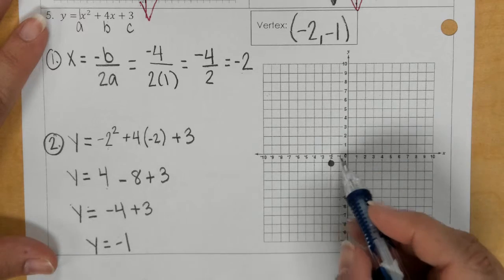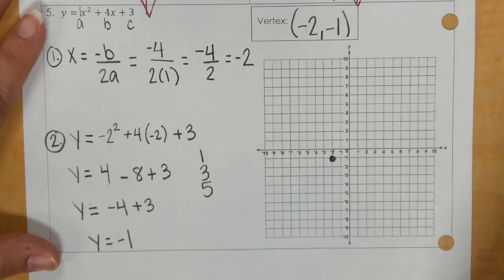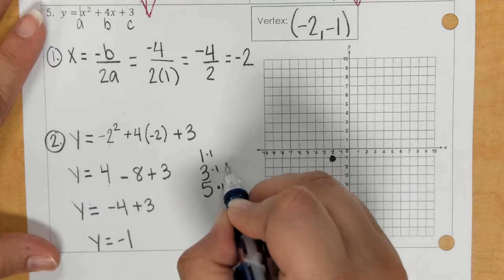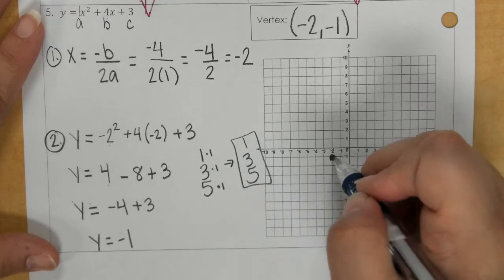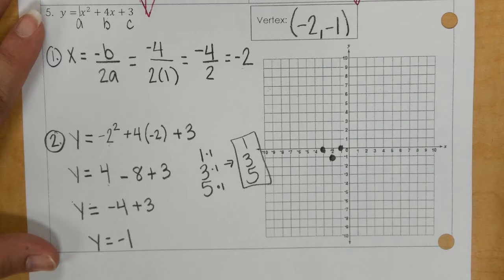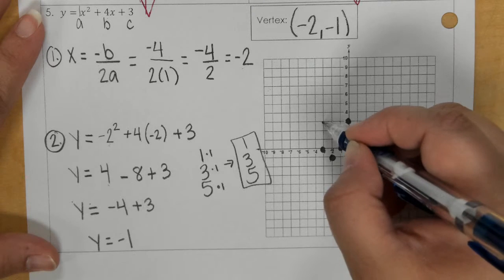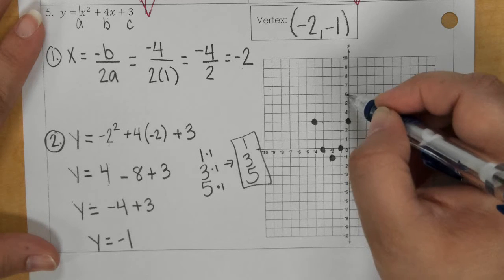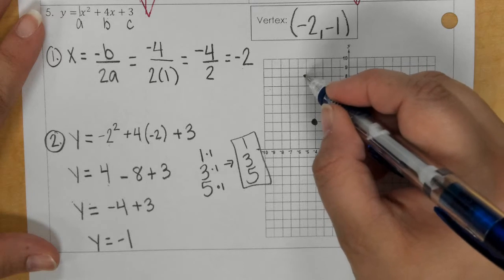So that would be right here. Over negative 2, down 1. Okay, then I do 1, 3, 5, and I multiply it by the A, which is 1. So my new pattern is still going to be 1, 3, 5. So we go up 1 to the right one, and up 1 to the left one. From the new points, we're going to go up 3, right 1, and left 1. And then up 5, over 1 and left 1.